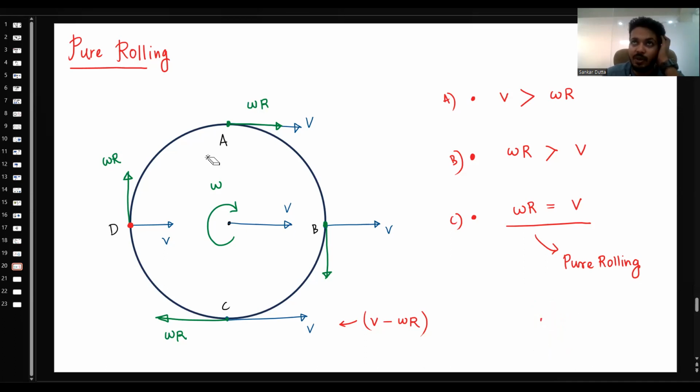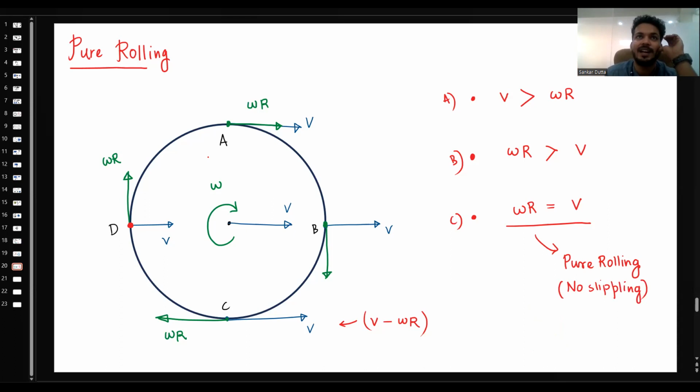Okay. So what is pure rolling then? Pure rolling is that scenario when rotation and velocity are in complete sync. Okay, they are in complete sync and there is no slipping involved. Pure rolling means no slipping. No slipping.